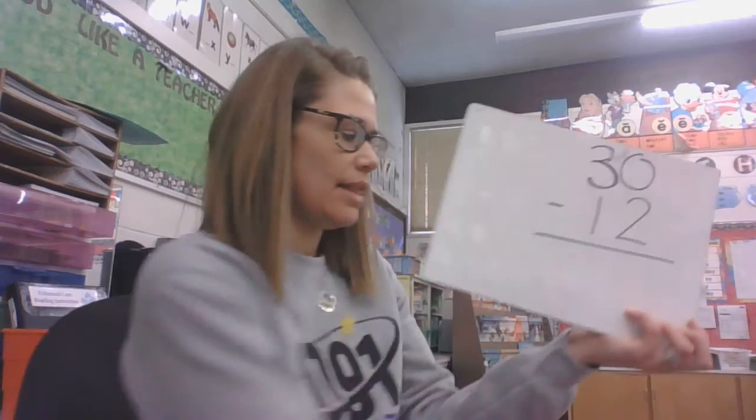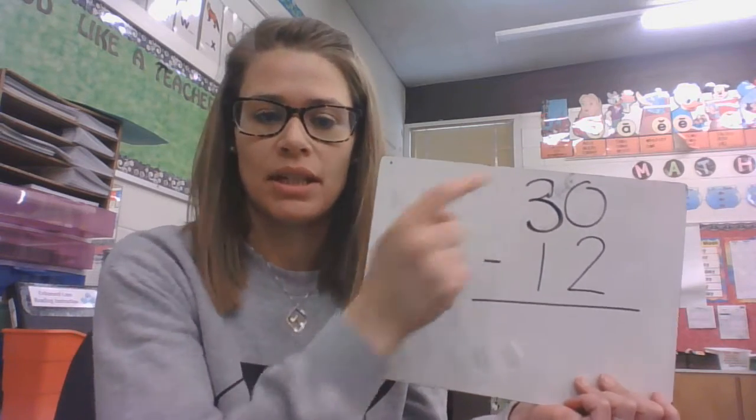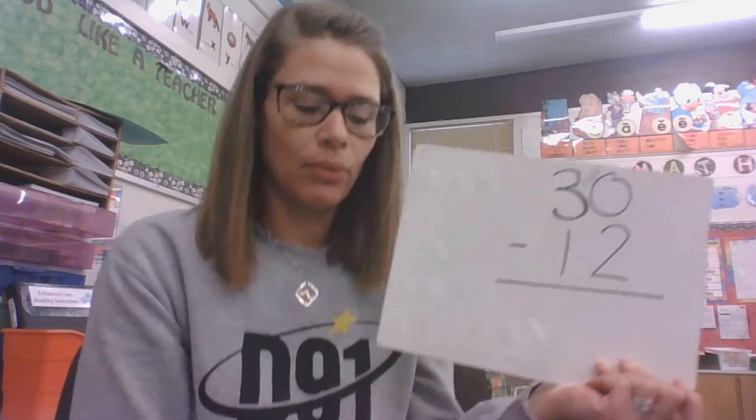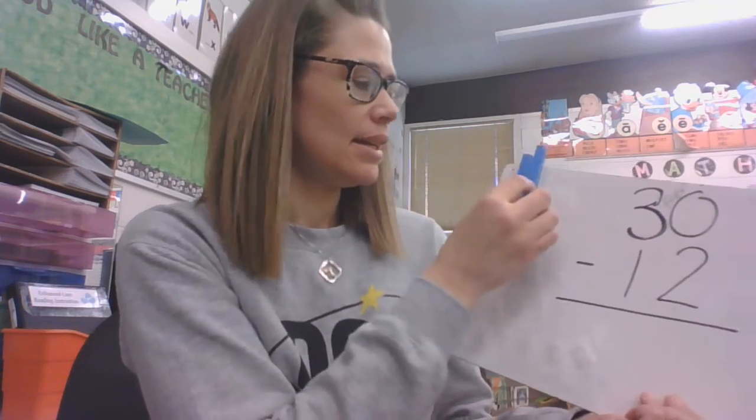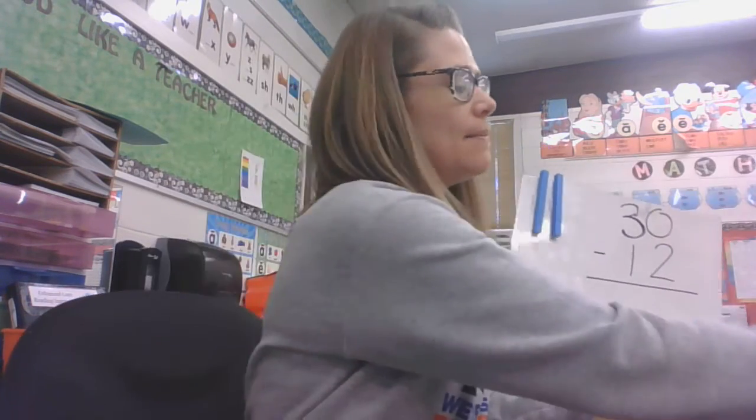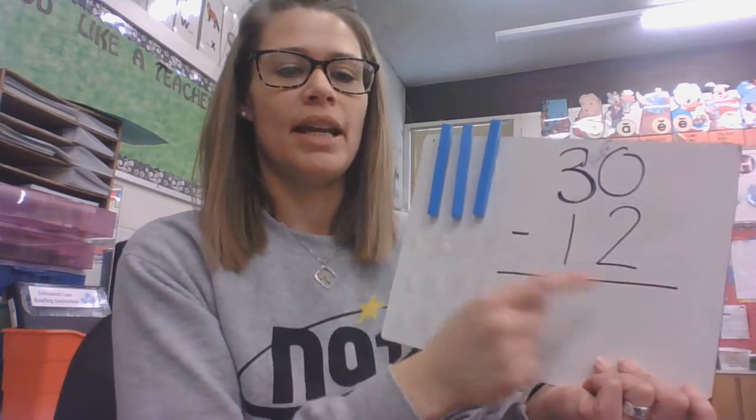Okay, let's try another problem. This time we are going to do 30 take away 12. Which number am I going to make? Just going to make my big number 30 because I'm taking away 12. I'm not adding on 12. So I need 3 tens to make my number 30. And how many ones do I need? 0. So I don't need any ones to make my number 30. And I'm going to take away 12.